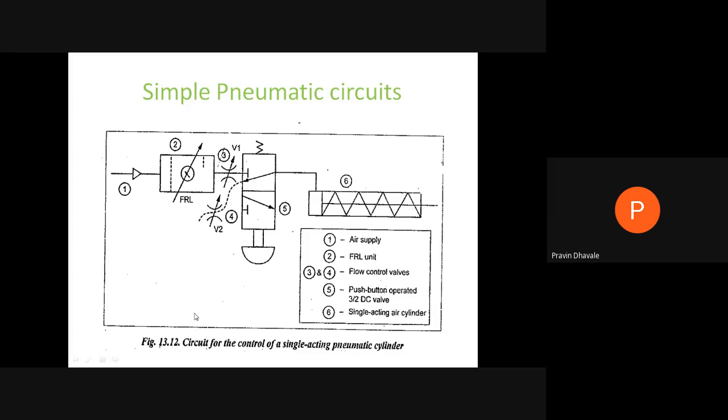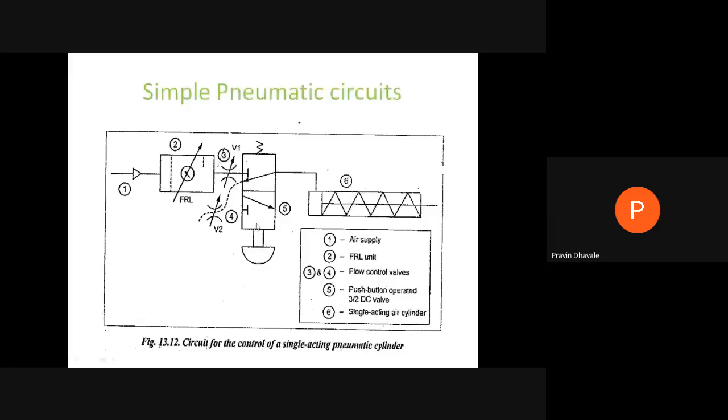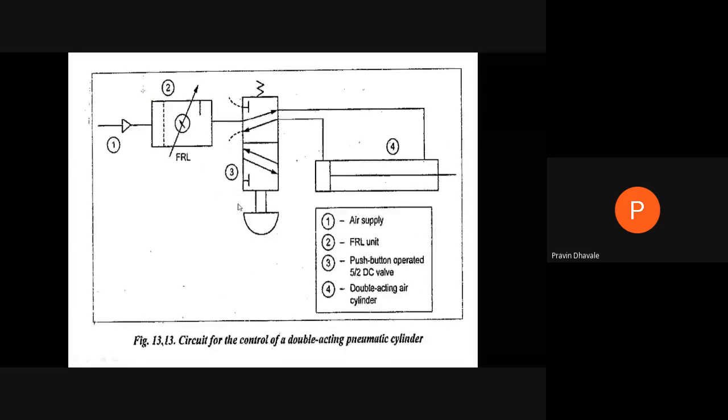It is used to control a single acting pneumatic cylinder, where A is the air supply from the compressor. One, two indicate the other elements, then the FRL unit. And six, this will be the single acting cylinder. Likewise, we study the double acting cylinder, right?